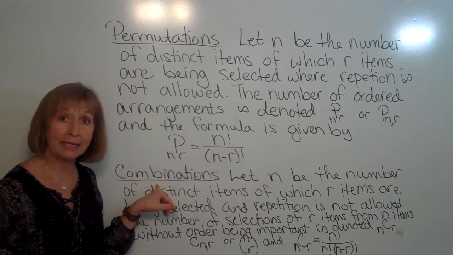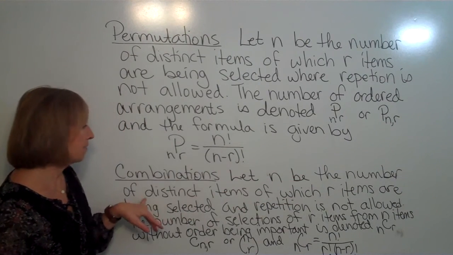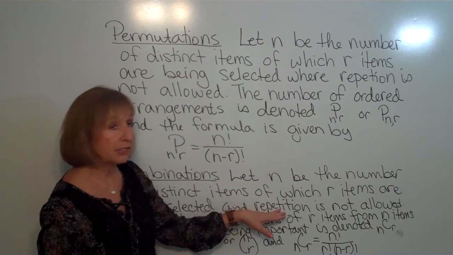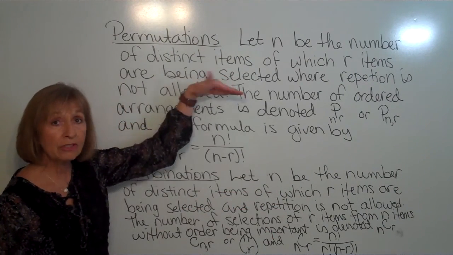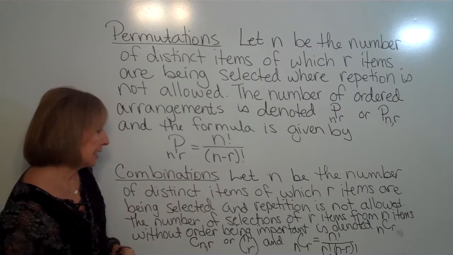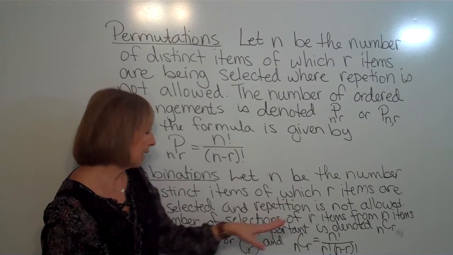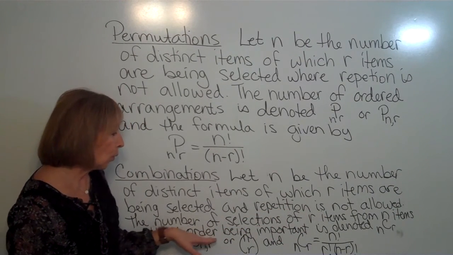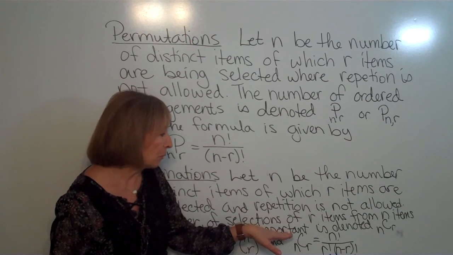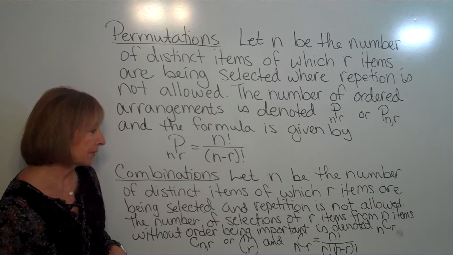The next is combinations. With combinations, it says let n be the number of distinct items of which r items are being selected, and repetition is not allowed. So it sounds just like permutations when you get started. The key here is that it's the number of selections of r items from n items without order being important. So ordering within the group is not important for combinations, but it was important for permutations.